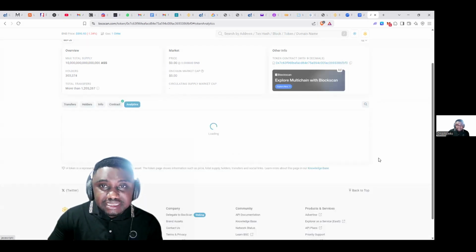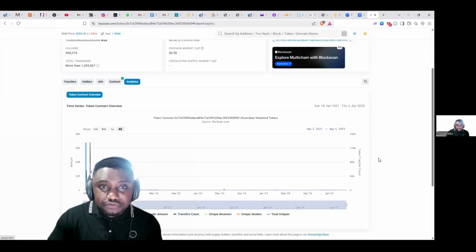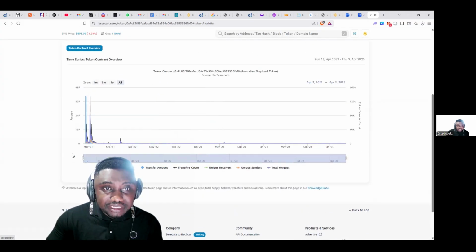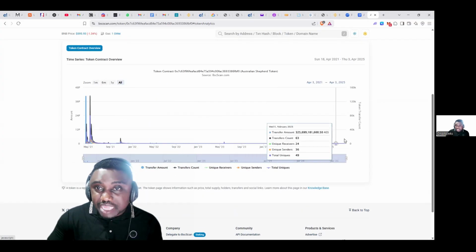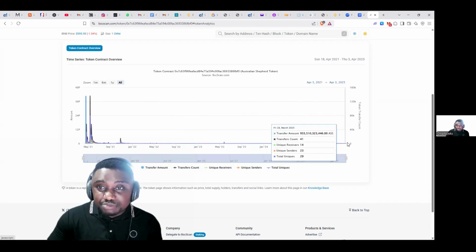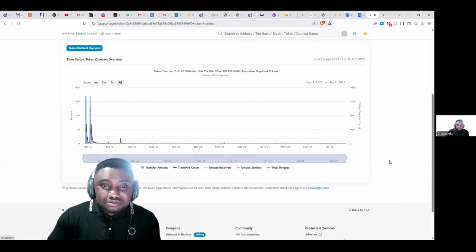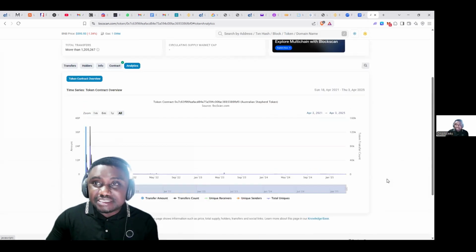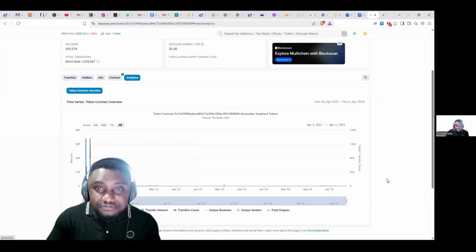The analytics tells you the progress of this particular coin, and you can see that there's been practically nothing happening. Since 2021 up till now, you can see the graph yourself, it has been very low. So looking at all the analysis we've done for this particular project, you can agree with me that this is a no. You don't invest in this project.